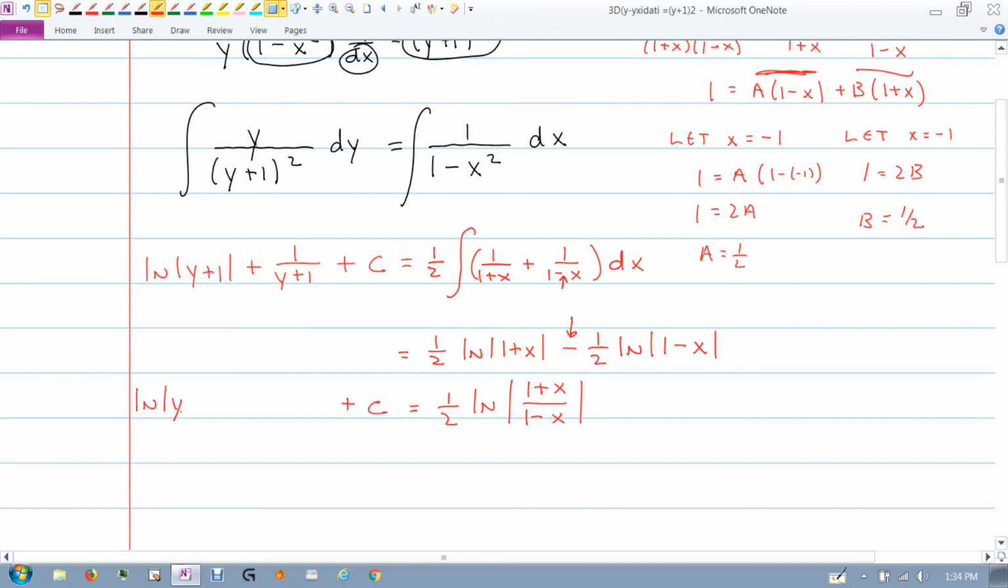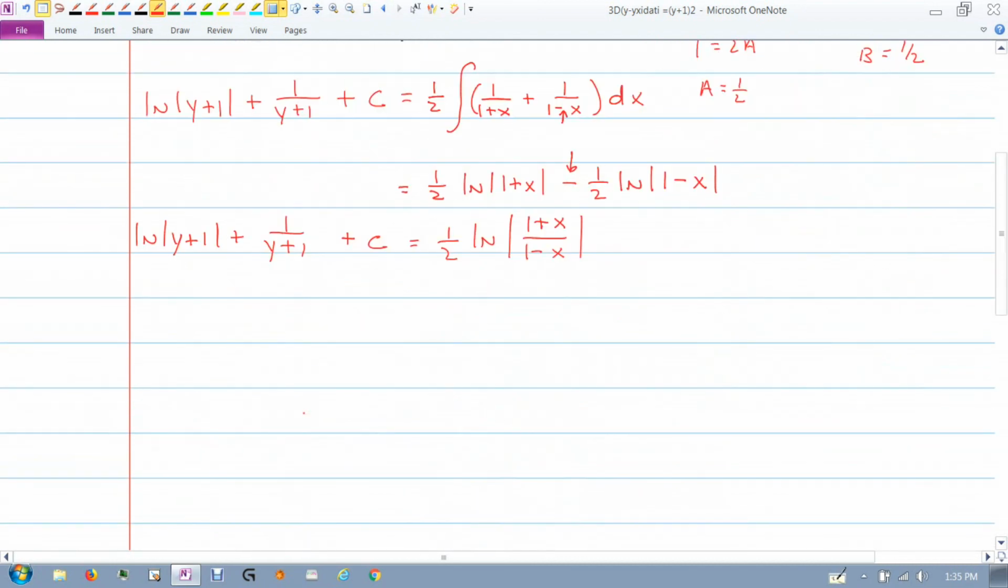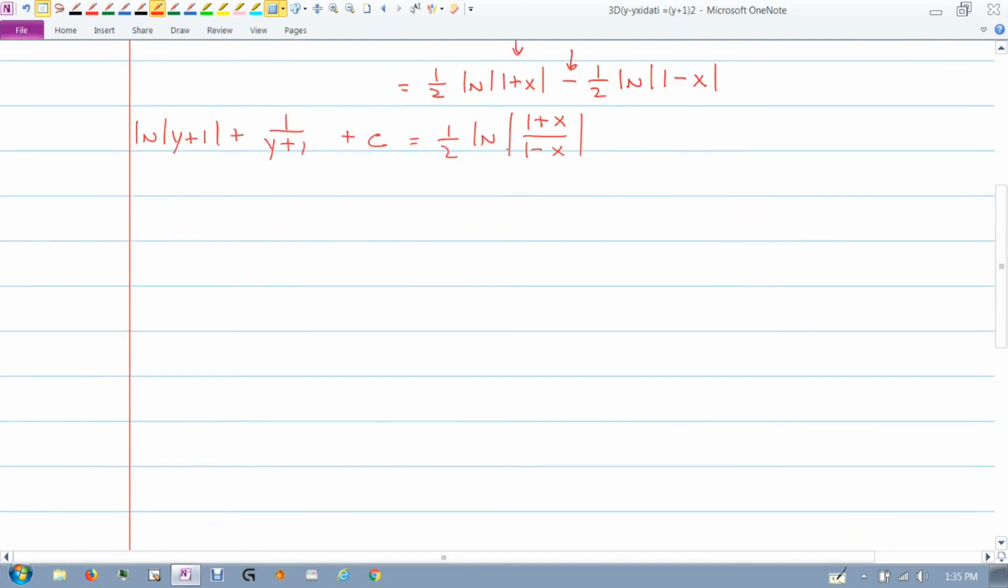Natural log y plus 1 plus 1 over y plus 1. All right, double check this in the back here just to make sure. All right. Oh, they didn't even use the property of logs there. That's okay. They just left it apart like this, but who cares? All right, 32.